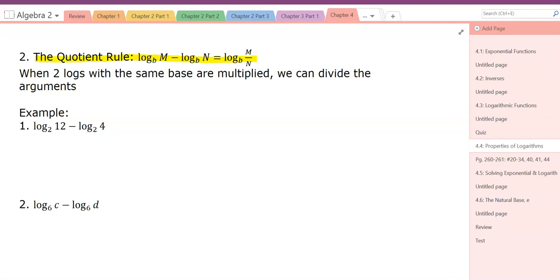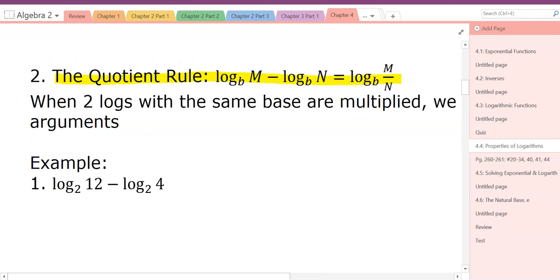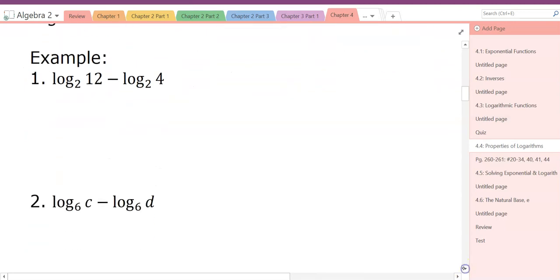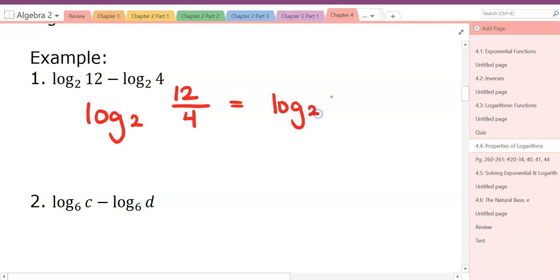For example, if we have log base 2 of 12 and log base 2 of 4, and we're subtracting, we can rewrite this so it says log base 2 and then put 12 over the 4 like that, so it's a division problem. And we can simplify this one step further because 12 divided by 4 would be 3. Okay, go ahead and give number 2 a try.